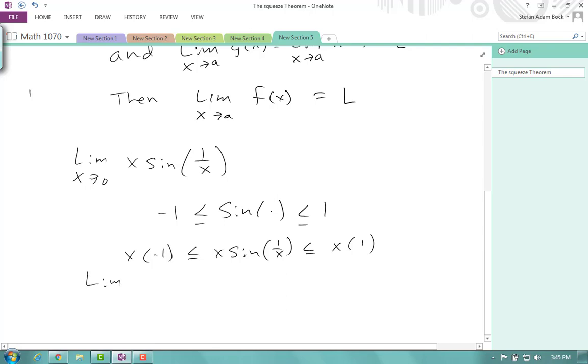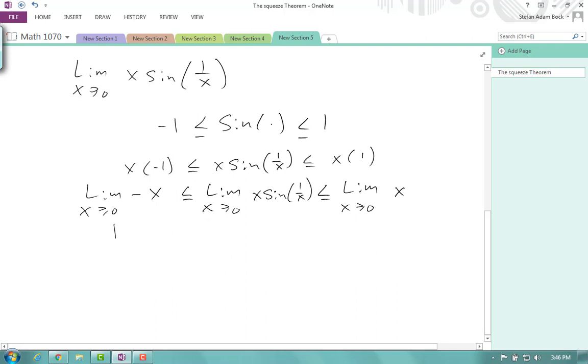And if I throw limits on all of these, they are going to follow suit by the first part of the squeeze theorem. -x is less than or equal to the limit as x goes to 0 of x times sine of 1 over x, less than or equal to the limit as x goes to 0 of x. This limit is easy to calculate because I can just plug in 0 and I'll get 0. Same thing for the right-hand limit. But since those are both 0, that means this middle one must also be equal to 0 by the squeeze theorem.